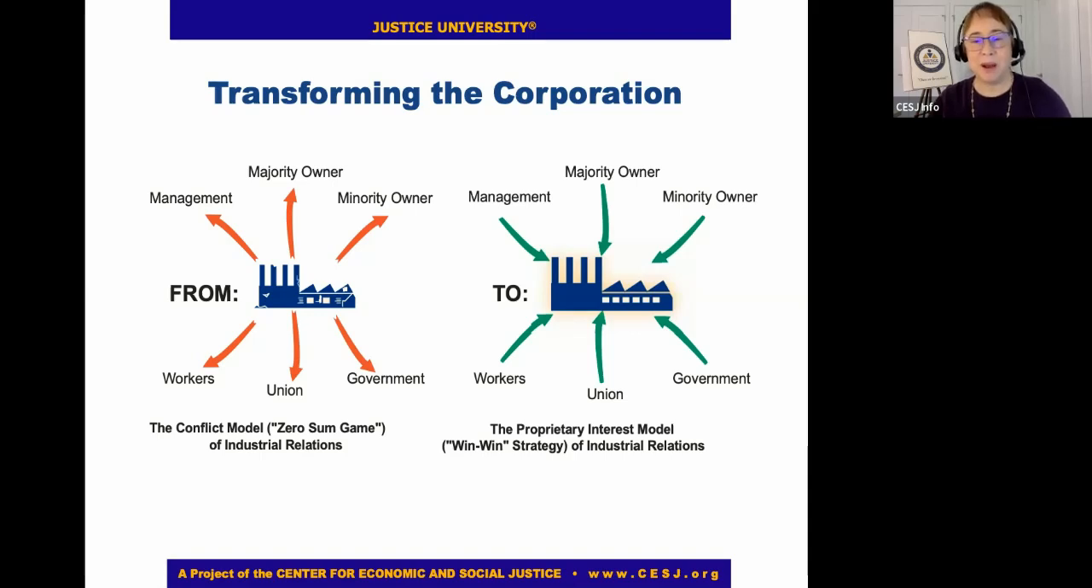So that is where we have people with a shared interest in making the corporation successful, meaning profitable and competitive, and we would say sustainable. That ends up benefiting all the stakeholders, including government, because that's where the source of its taxes is going to come from, is from prosperous citizens.